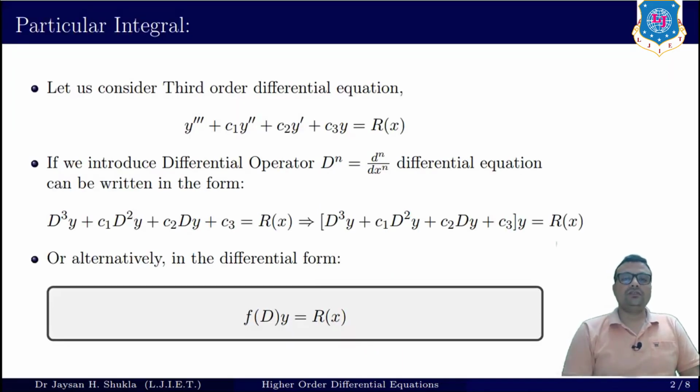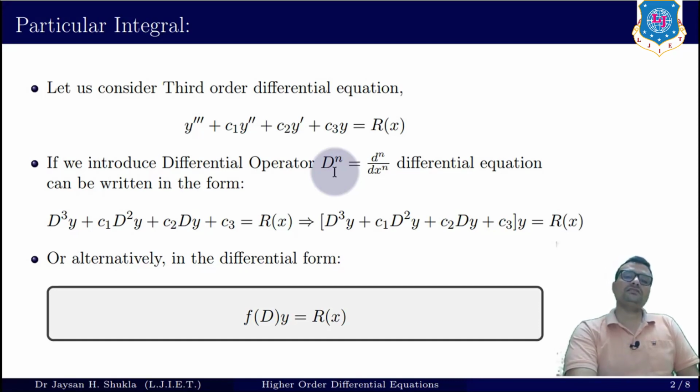So let us begin with our actual understanding of higher order differential equation as a case of second order differential equation. So if I assume y triple dash plus c1 y double dash plus c2 y dash plus c3 y equal to r(x), here y is a function of variable x, c1, c2, c3 are arbitrary constants, r(x) is a random function of variable x. Let us define capital D as differential operator d by dx and nth order differential operator as D raised to n.